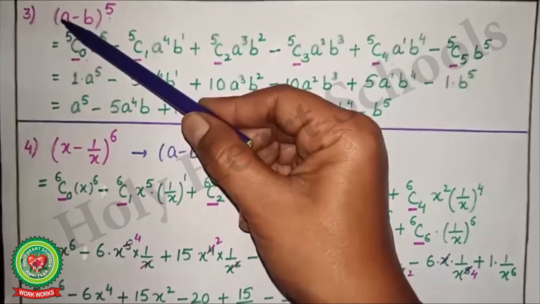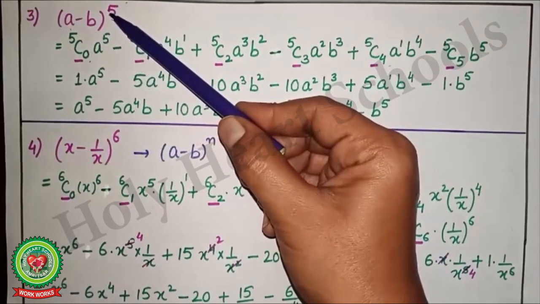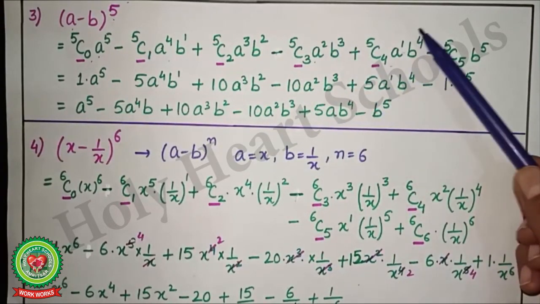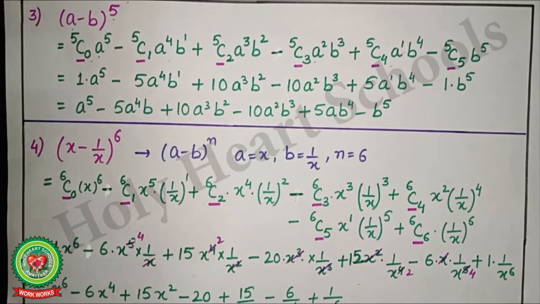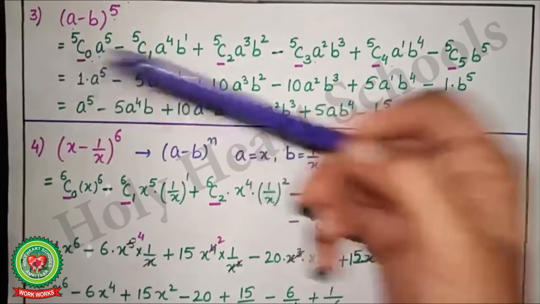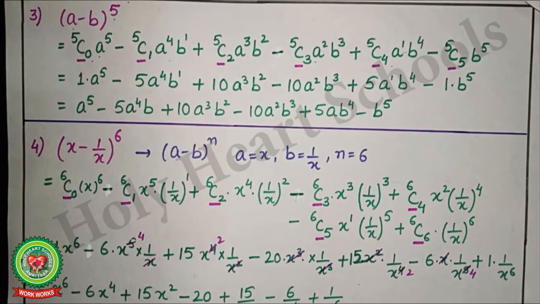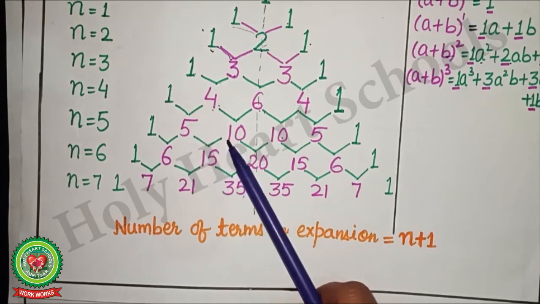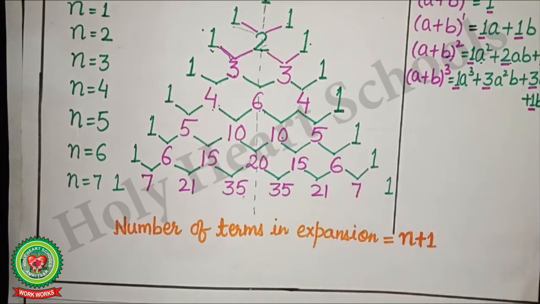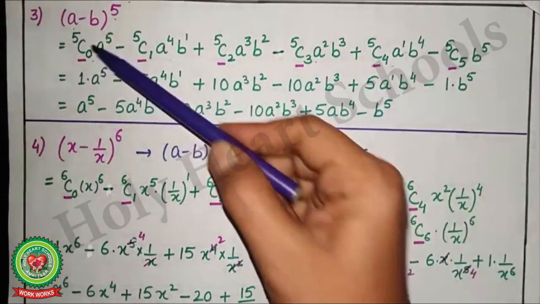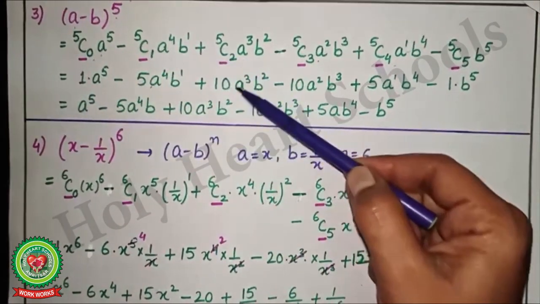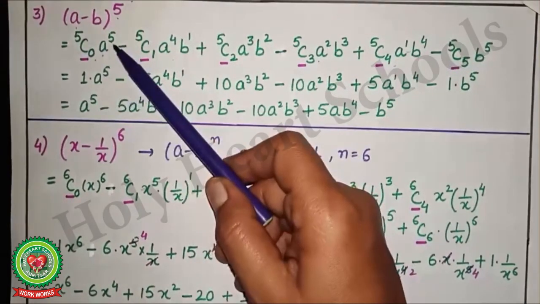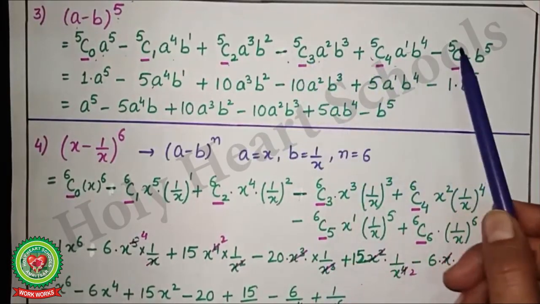Next, we will start with a. A's powers go on decreasing. So, first a raised to power 5, then a raised to power 4, a raised to power 3, a raised to power 2, a raised to power 1. And the last one is a raised to power 0. Now for 5, from the Pascal triangle we can see that for n equal to 5 we have 1, 5, 10, 10, 5, 1. These are the coefficients, so put the values. We will get 1, 5, 10, 10, 5 and 1. And the signs are alternating. The first one is plus, minus, plus, minus, plus, minus.